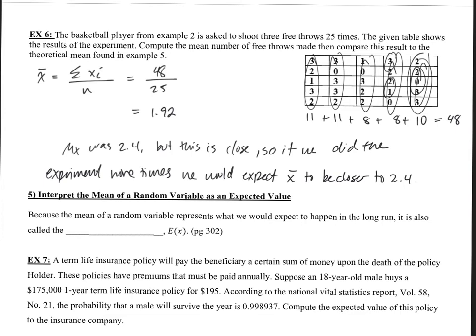So in this case, the actual mean we found from the number of times we did the experiment, which is only 25 times, was not as close to the theoretical mean. But if we did this experiment many, many, many times, it would start to get closer and closer to the theoretical mean.